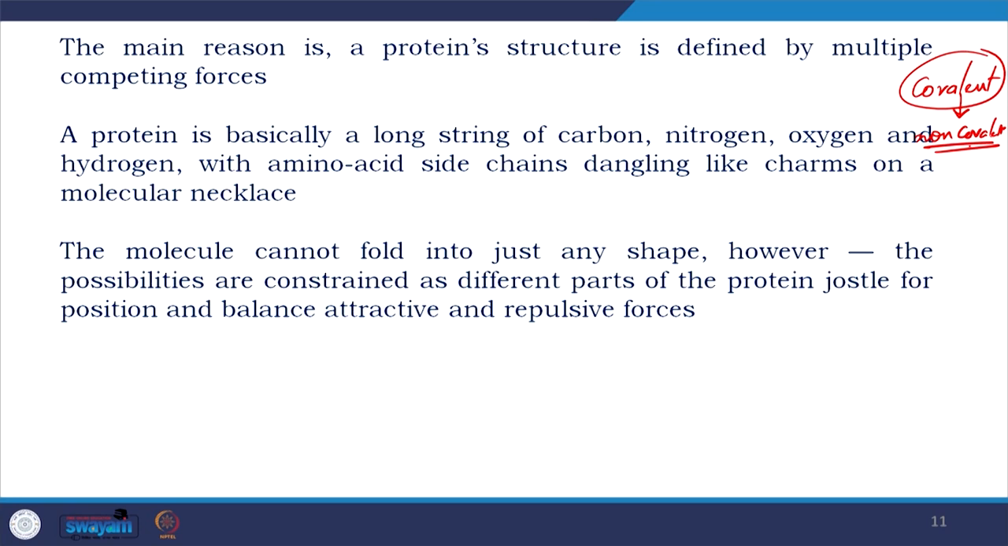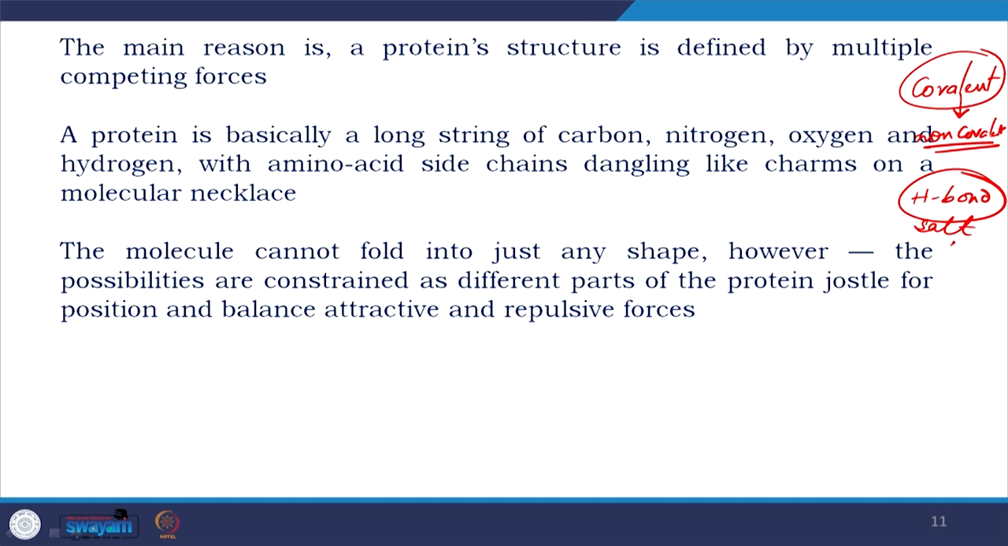However, the possibilities are constrained as different parts of the protein jostle for position and balance attractive and repulsive forces. The forces like hydrogen bonds, which individually have a very, very small contribution, but they come in many, forming and breaking at every moment. Salt bridges, few of them, but a very strong effect. Van der Waals, hydrophobic interactions, base stacking, metal affinity binding.